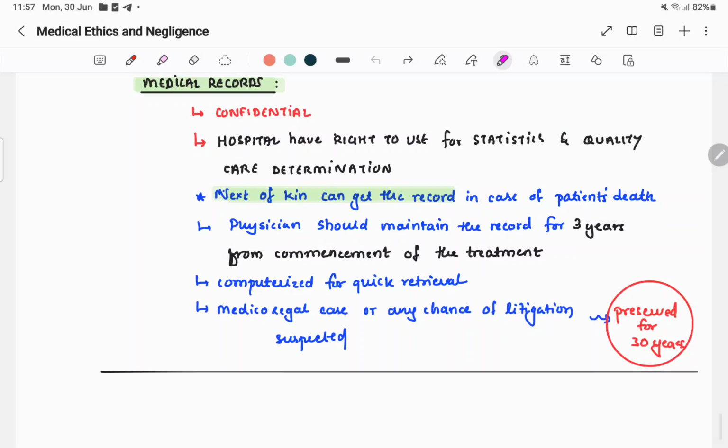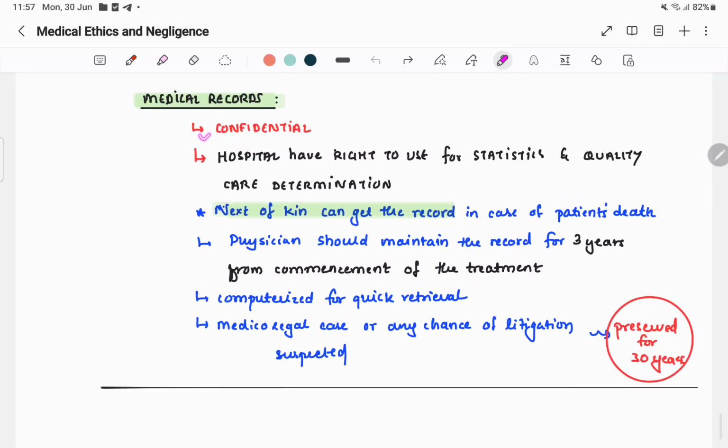Medical records. What are medical records? Medical records are confidential records. The hospital has the right to use them for statistics and quality care determination. The hospital can't use the personal details of the patient, but has the right to use them for statistical studies or quality care.